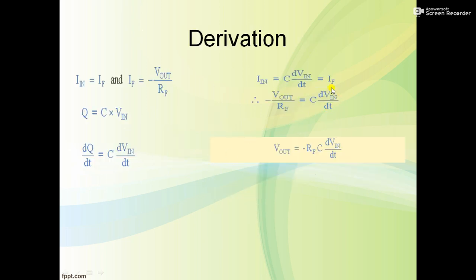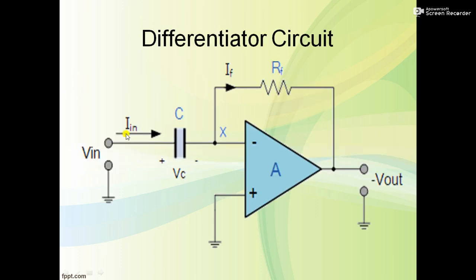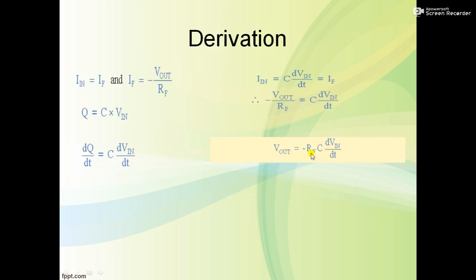Then C into dVin by dt is the input current. So In is equal to the capacitor C times the differentiation dVin by dt. When equating both equations, we get the output voltage in the form of differentiation of Vin with the time constant RF into C.